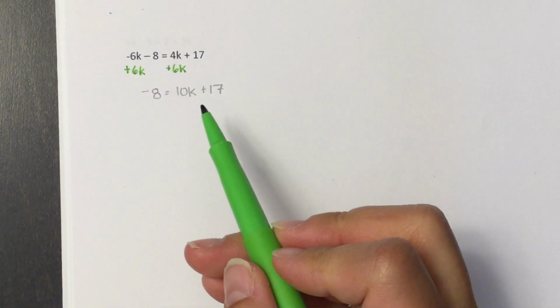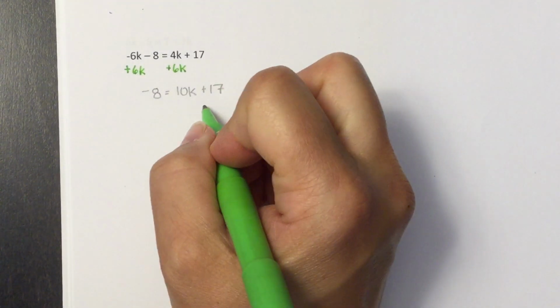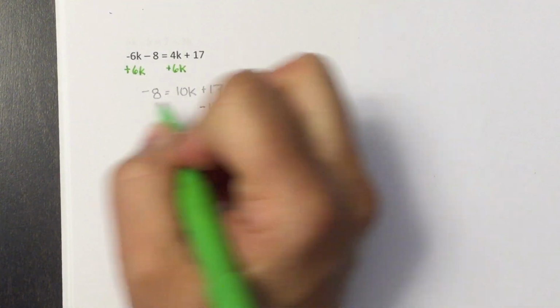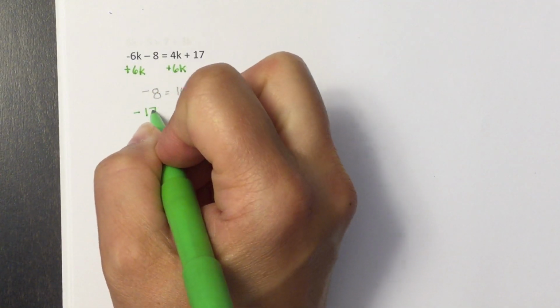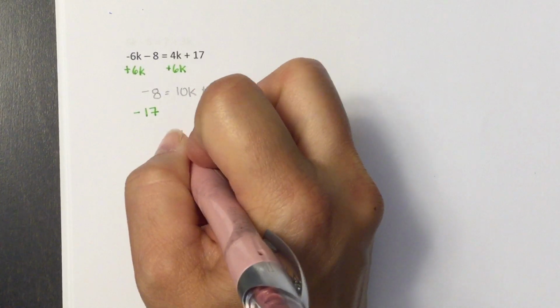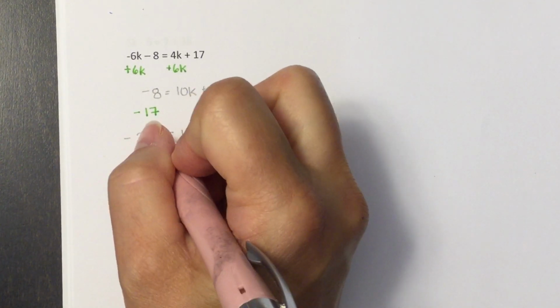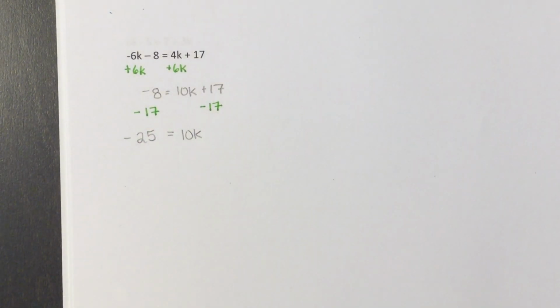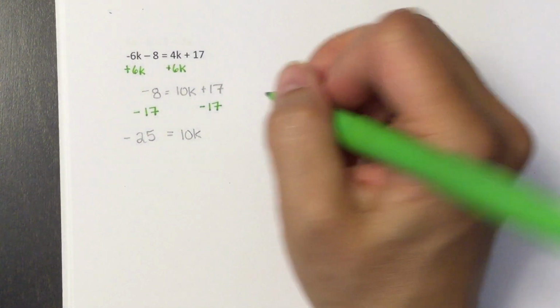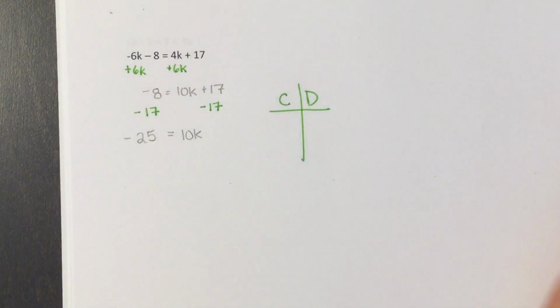Now we're going to bring the other constant to the other side. Here we have plus 17, so I'm going to subtract 17 from both sides. That gives me 10k equals negative 25.